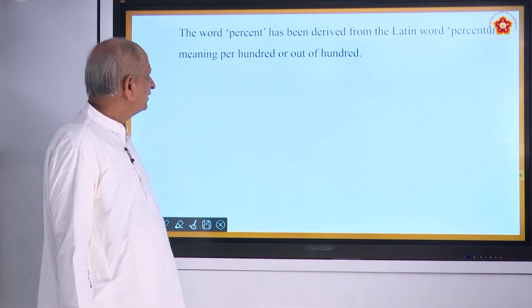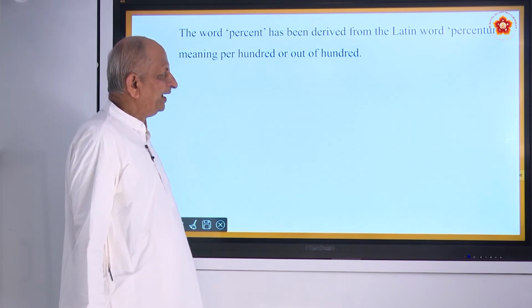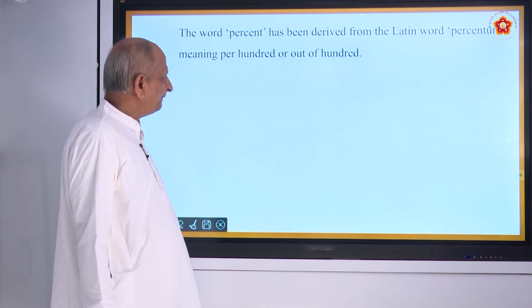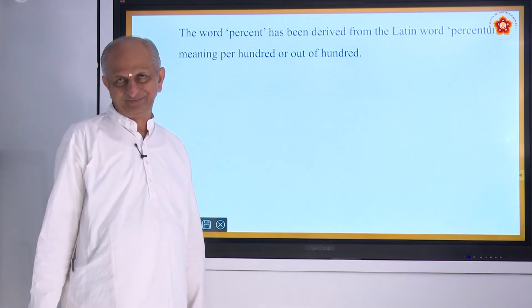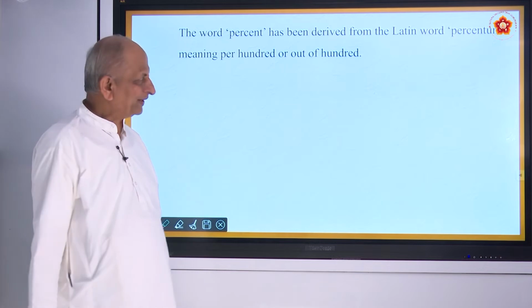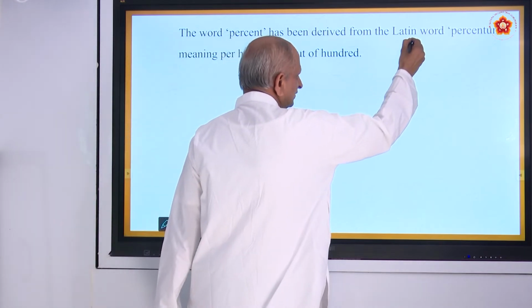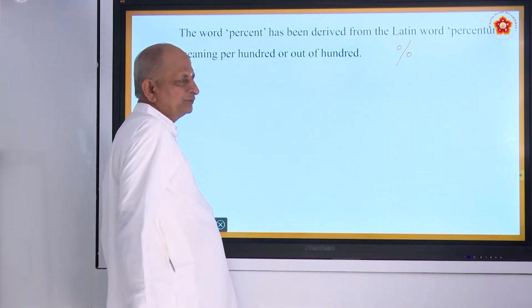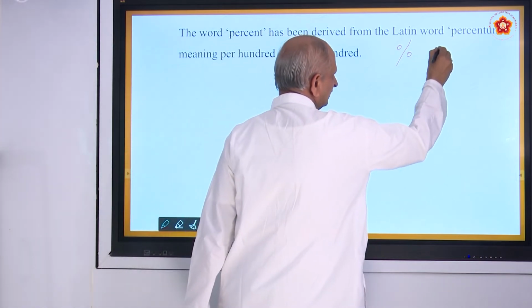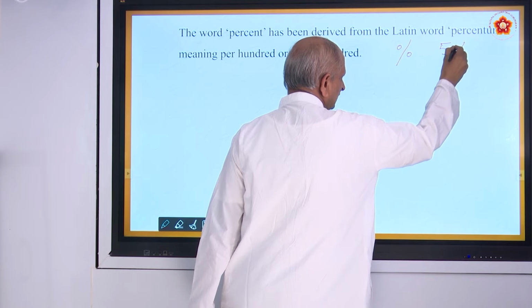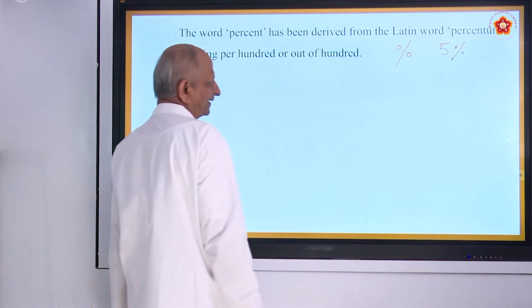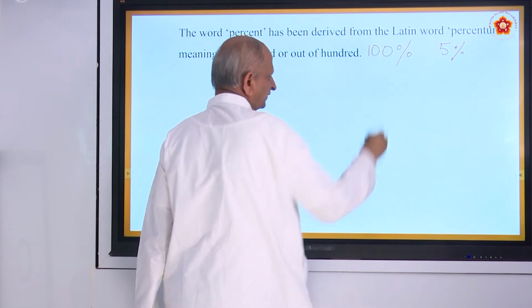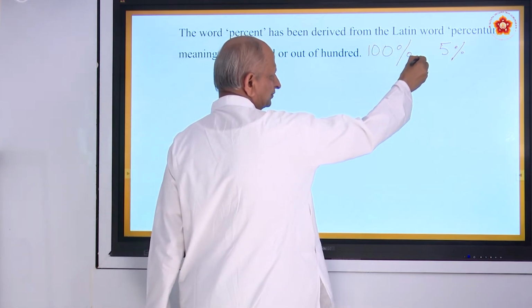Okay. Now, the word percent has been derived from the Latin word percentum, meaning per 100 or out of 100. And what is the symbol they use? Cross bar with 2 symbols. Suppose you want to write 5%. You write that 5 like this. This is percent. Suppose you want to write 100%, like this. This is the symbol used.